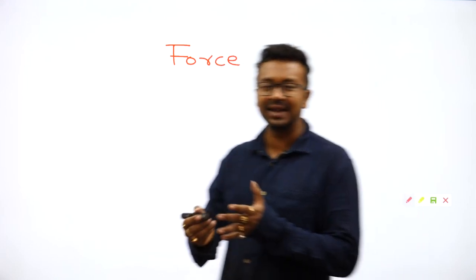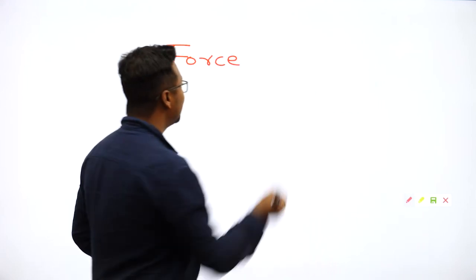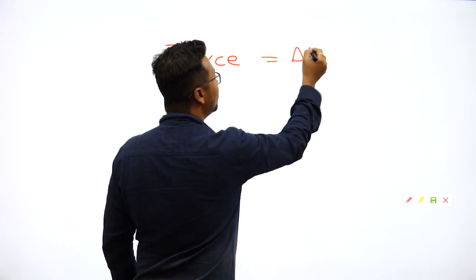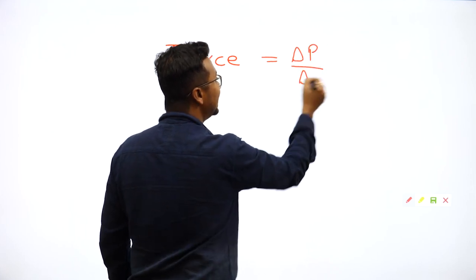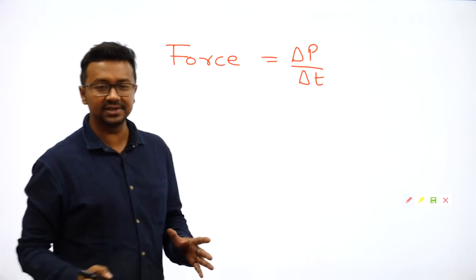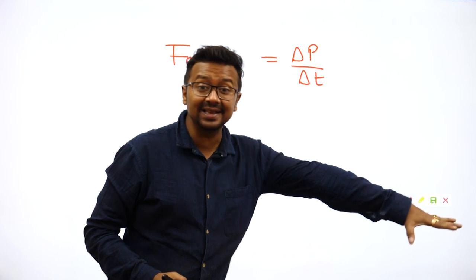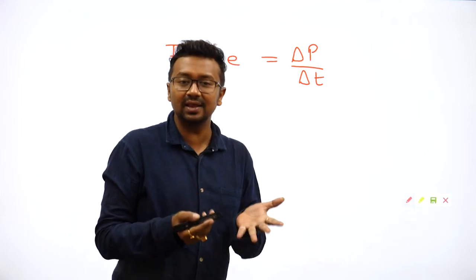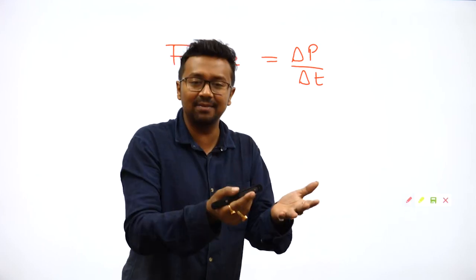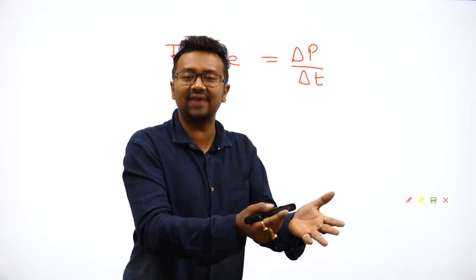Alright, because ultimately, what is force? It is nothing but the rate of change of momentum. That is delta P by delta T. Isn't it, my dear students? So, firstly, I need to know that the light rays which are coming and striking the metal surface, what is the initial momentum? What is the final momentum?